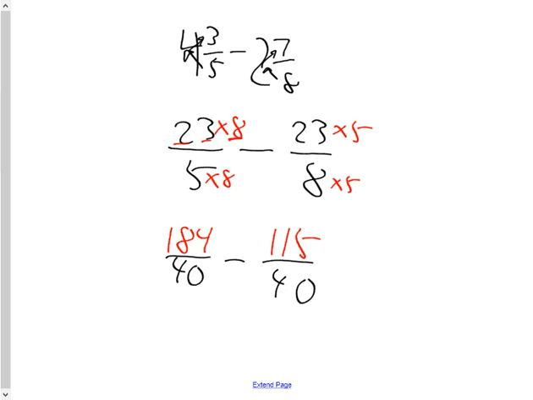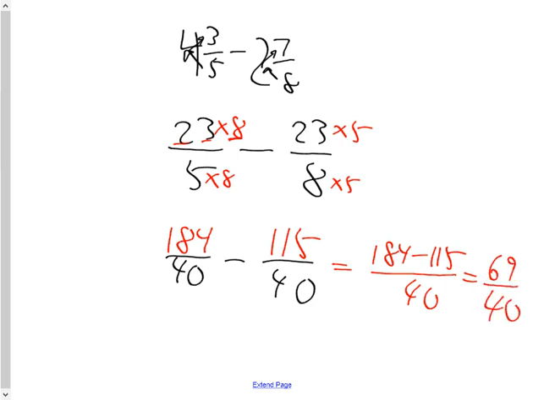Now that we have our two equivalent fractions that have a common denominator, I'm going to subtract my numerators and keep my denominator. Can I do that in my head? 69 over 40, is that right? Which of course will simplify because that is an improper fraction. It will be 1 and 29/40 when you change it from improper back to mixed. Both answers are correct.